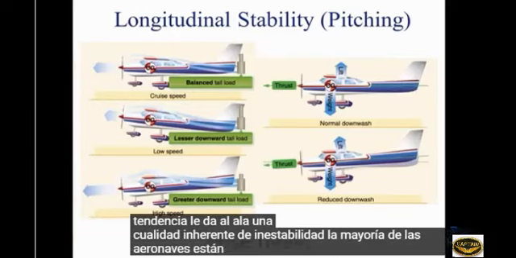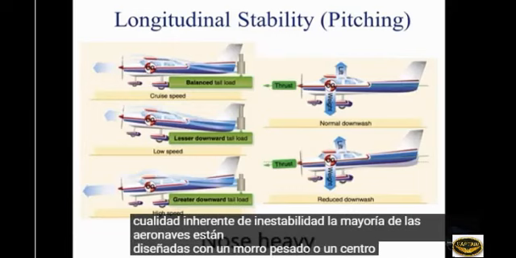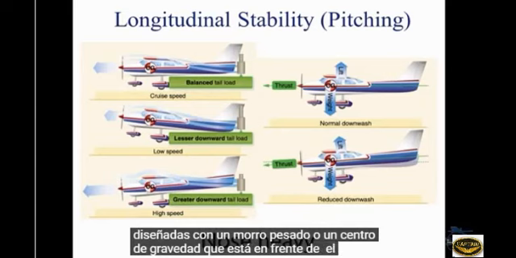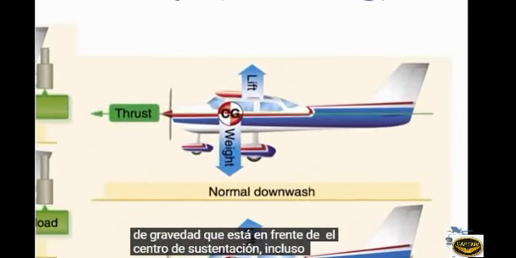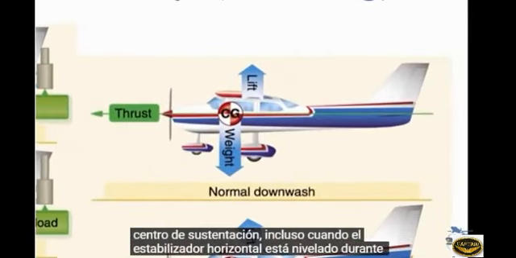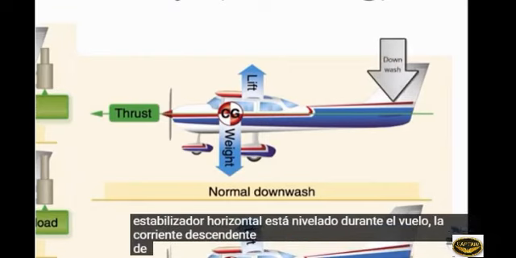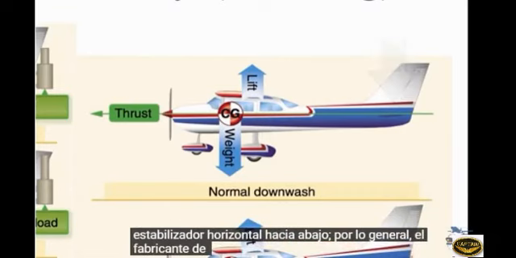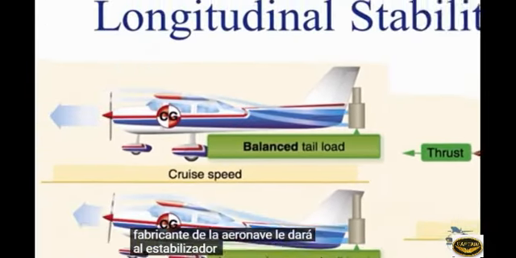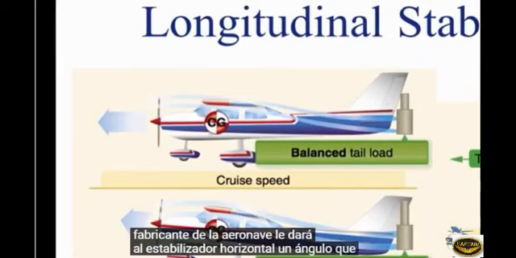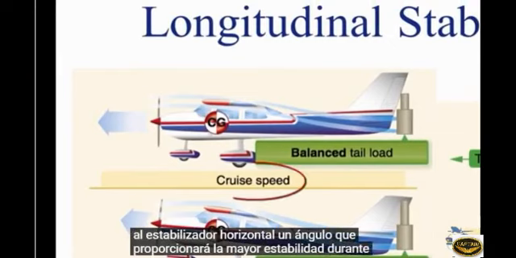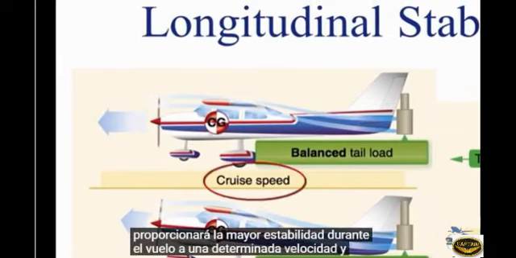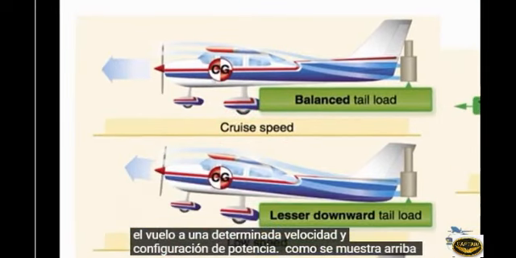Most aircraft are designed with a nose heavy or a center of gravity that is in front of the center of lift. Even when the horizontal stabilizer is level during flight, downwash from the wings pushes the horizontal stabilizer down. Generally, the manufacturer of the aircraft will give the horizontal stabilizer an angle that will provide the most stability during flight at a given speed and power setting, as shown above.